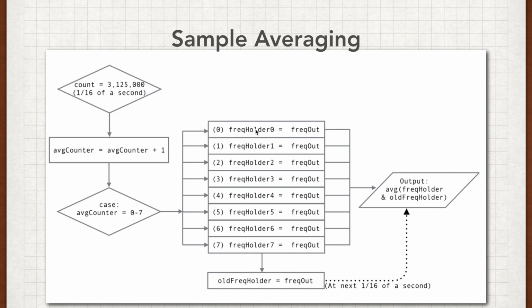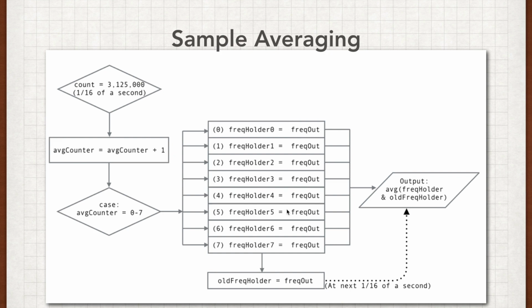So what we've got is kind of like a rolling set of registers, if you will. There's 0 through 7 registers, or multi-registers, right? So blocks of registers. And each one, every time average counter moves up 1 tick, we're going to put the actual frequency count into that register.